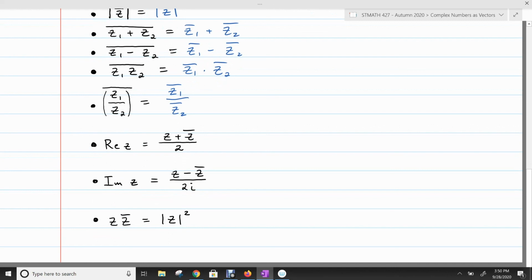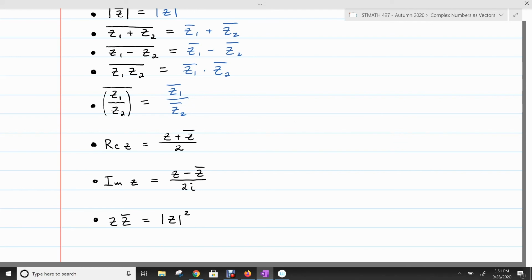The next two are a little weird looking, but they're very easily verified just with simple algebra. It turns out that you can express the real part of z as z plus z conjugate over 2. Algebraically, if z is x plus iy, then z conjugate is x minus iy. And if you put all that over 2, the iy's cancel, and you get 2x over 2, which is just x, the real part. A similar thing works with the imaginary part.